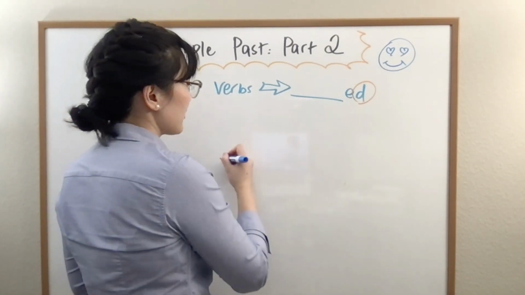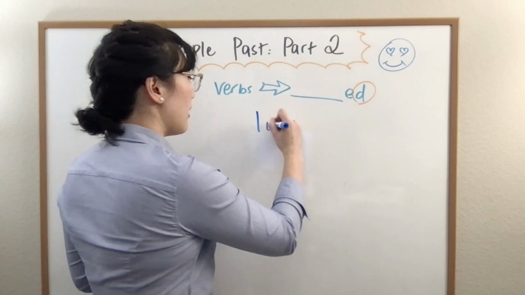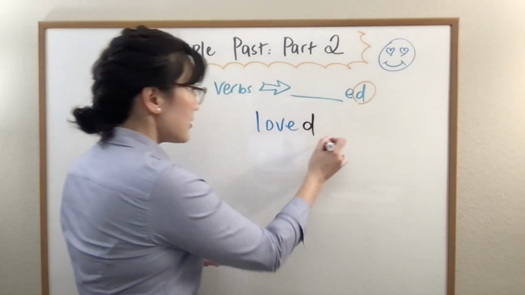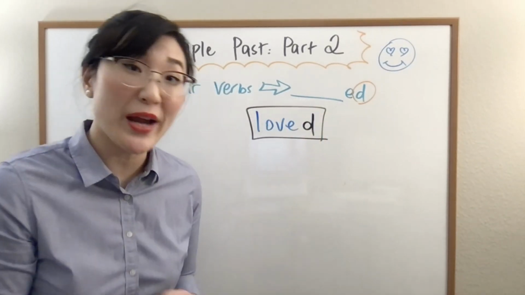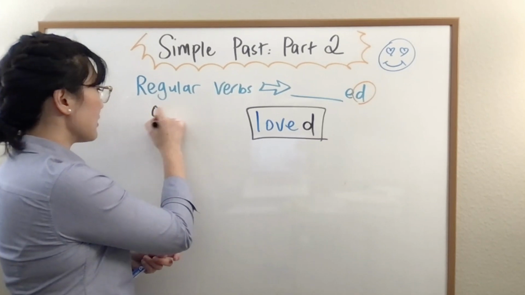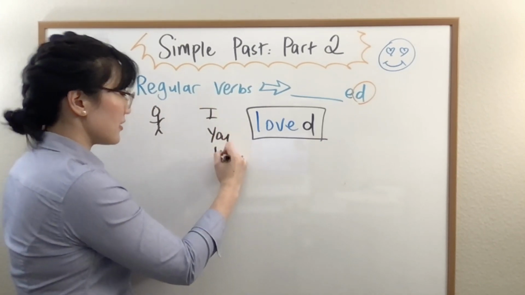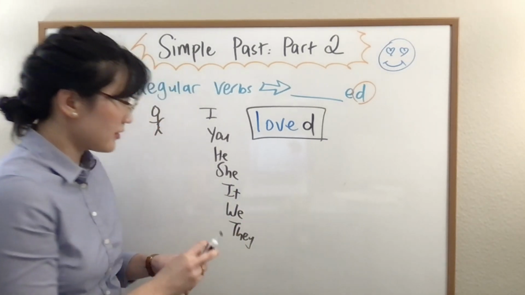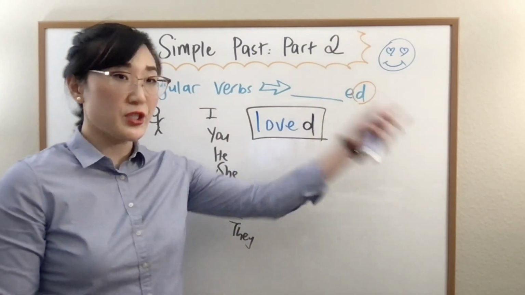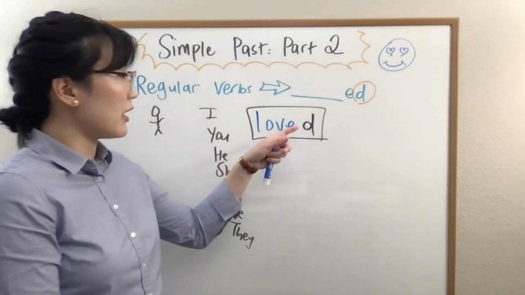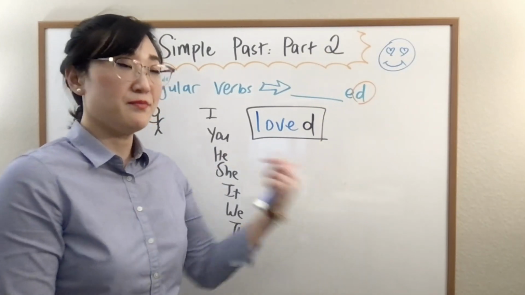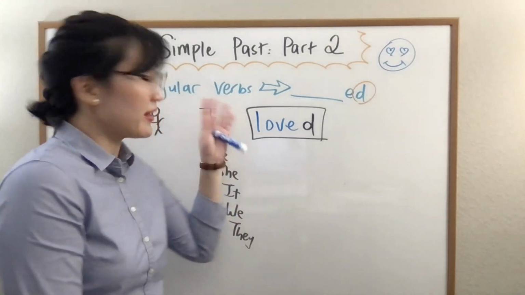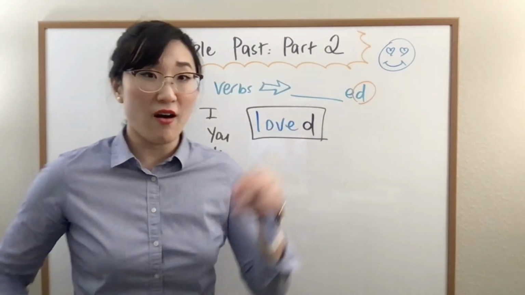If I say, for example, love, and I have my D ending, this verb is the same for everyone. I could have, for example, I, you, he, she, it, we, and they. So I could say, oh, I loved chocolate when I was a child. You loved the movie. He loved her. She loved flowers. It loved the tree. We loved this class. They loved the car.